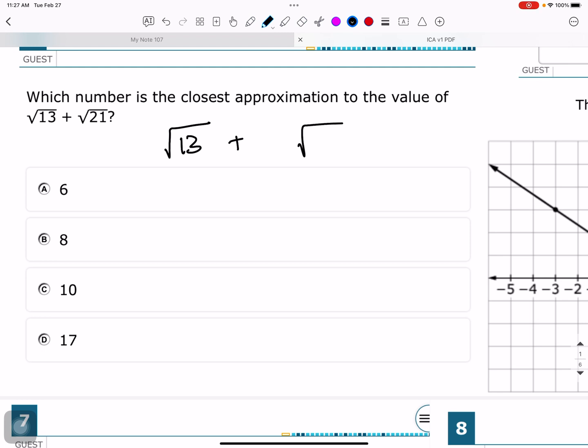All right, let's see, which one's closest to the square root of 13 plus the square root of 21? All right, this one is between 9 and 16. This one is between 16 and 25. So this answer is between 3 and 4. This answer is between 4 and 5.